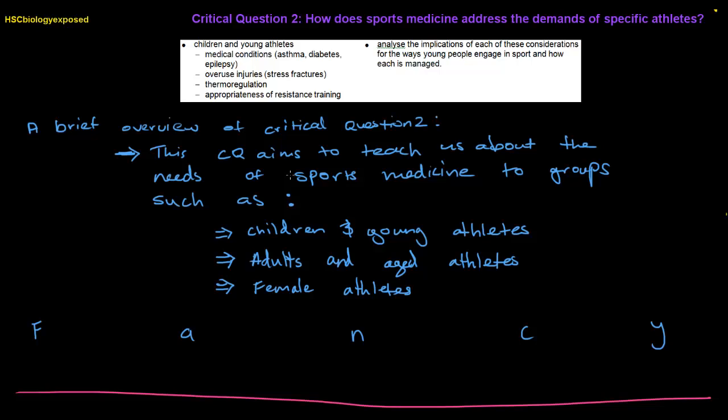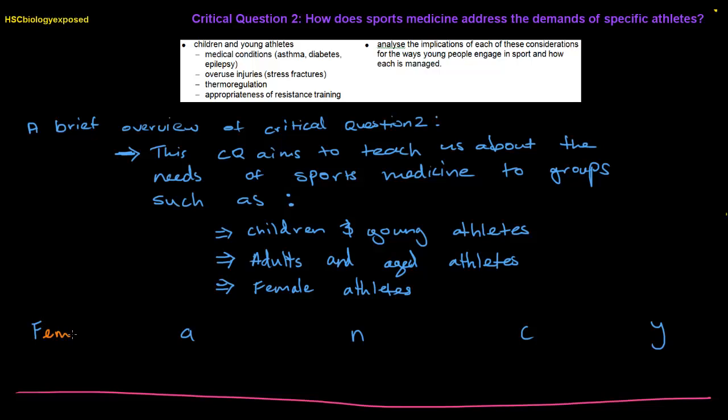Now, I can split up these specific athletes into a few groups. So first off, I'm just going to give you a brief overview of critical question 2. In this critical question, we'll be looking at groups such as children and young athletes, which we're doing today, adults and aged athletes, as well as female athletes. So I've created a semi-acronym here. If you can just hang on with me, I'll just fill in all the values.